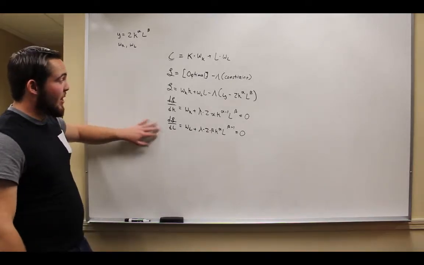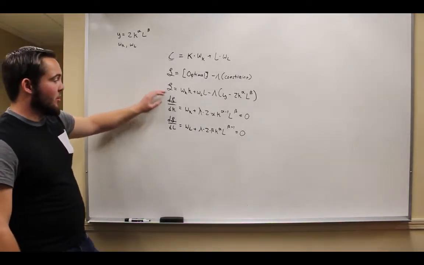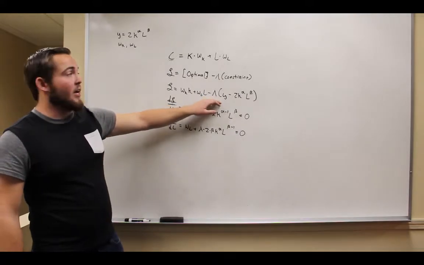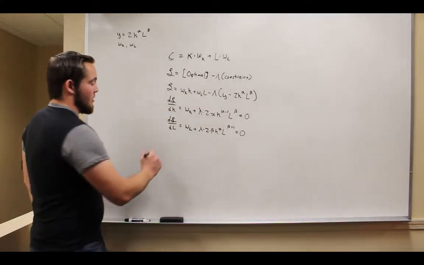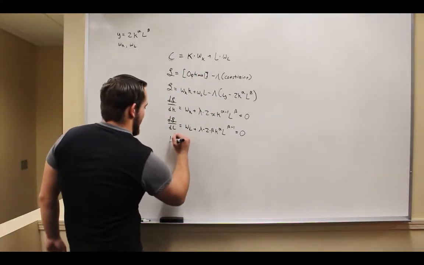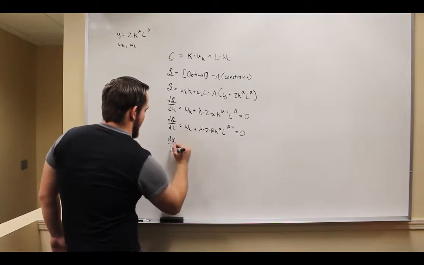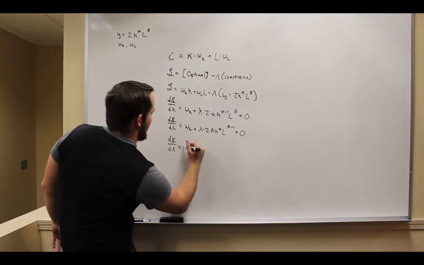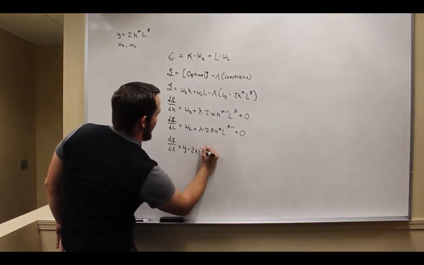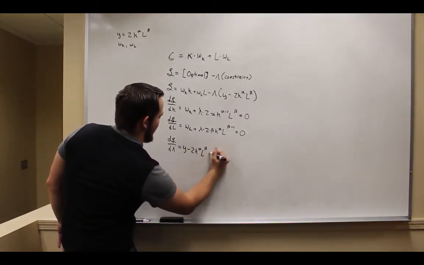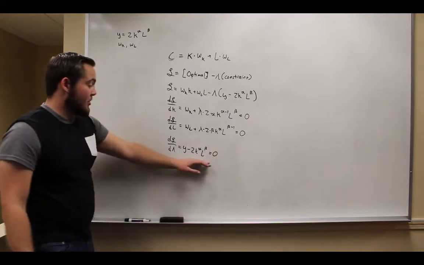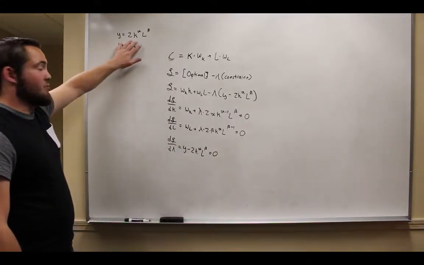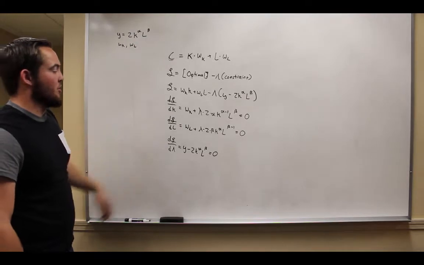And now lastly, as a formality, we're going to go ahead and take our first order condition in terms of lambda. This is just going to get us to what looks like our constraint. So we get y minus 2 K to the alpha L to the beta, and that has to be equal to 0. So this is basically just restating our production function with our first order condition.